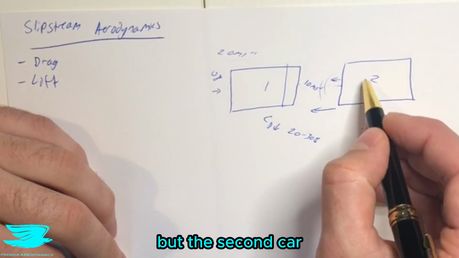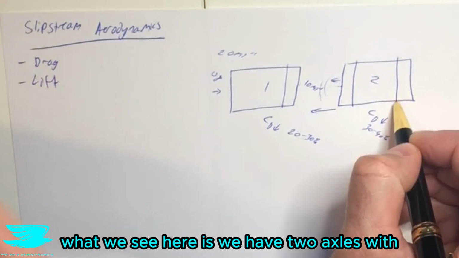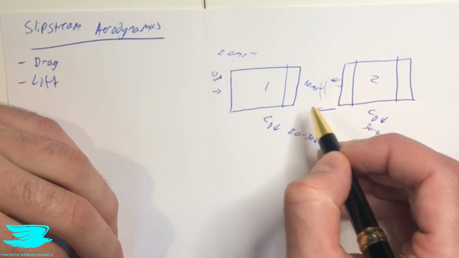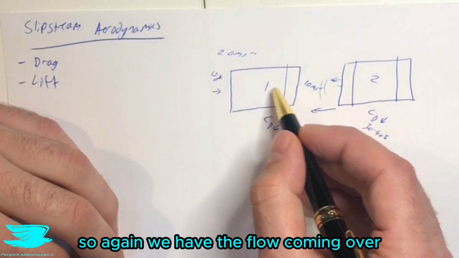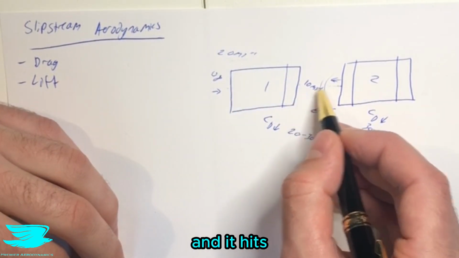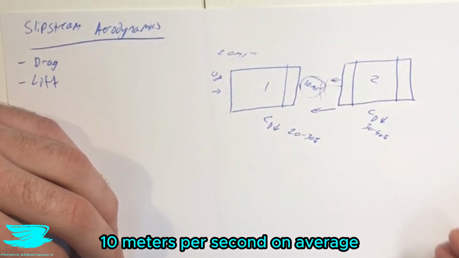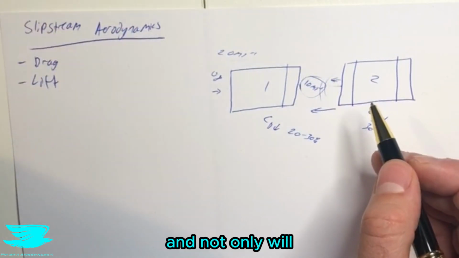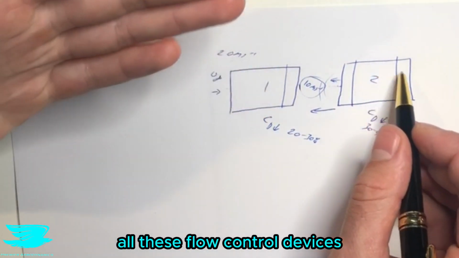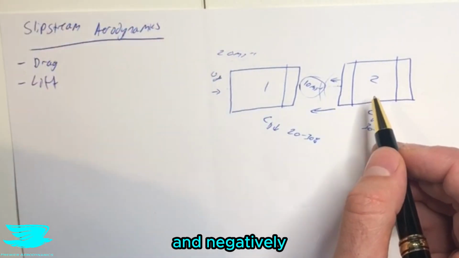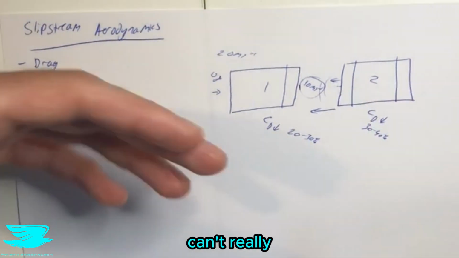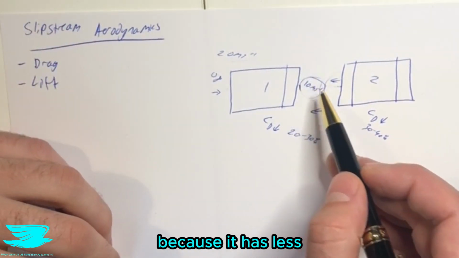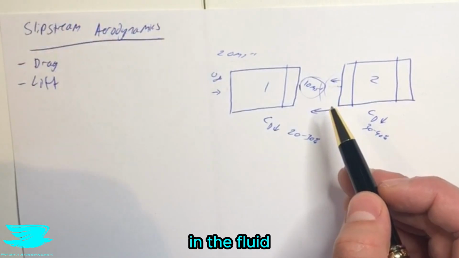But the second car, what we see here is we have two axles with regular cars. And as this second car gets close to the first car, let's think about what's happening here. Again, we have the flow coming over the first car and it hits this second car. It's the wake. It's, let's say, 10 meters per second on average. So this car now is seeing a much slower moving fluid, and not only will all these flow control devices that you have on this car be affected negatively, but also the car itself can't really produce as much lift or as much downforce as it would usually, because it has less energy to work with in the fluid.